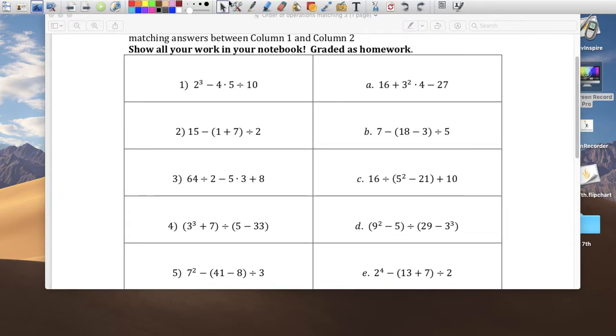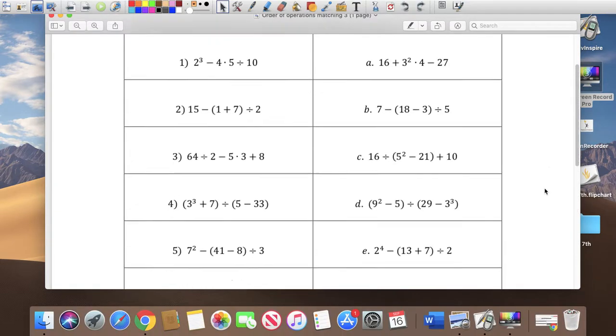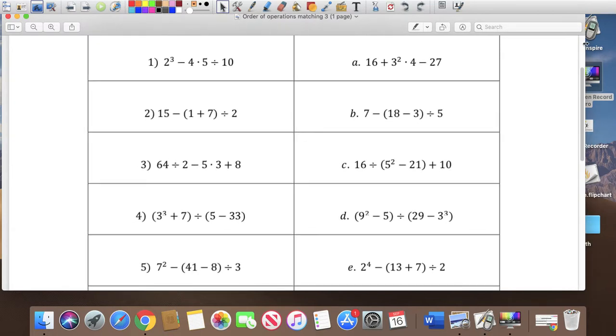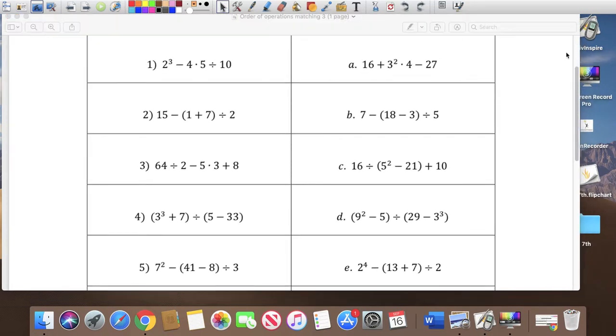So, I think I have enough room here, right? Maybe not. Do I? Yes. Page. Just turn the page over.